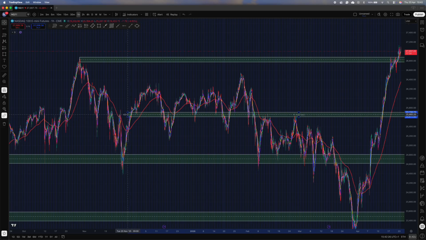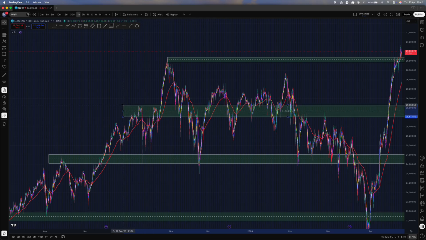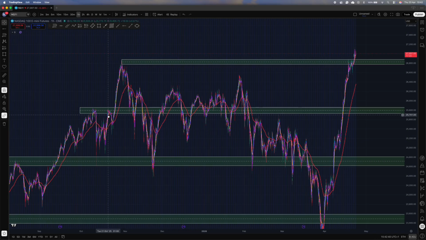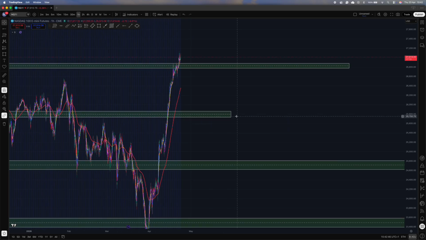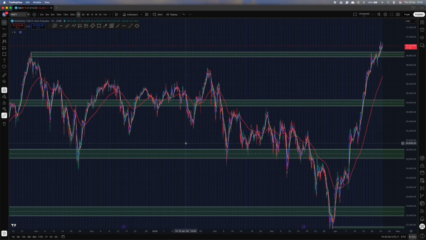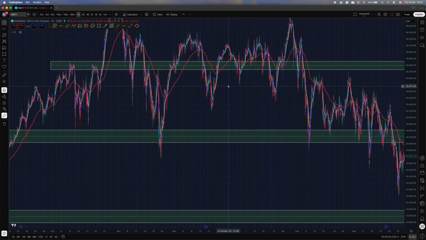Has it been respected anywhere else? And the answer is clearly yes. So we could have seen, if we bring this up here like this, this level has been rejection, buyers turn into it, rejection. It's been respected. It's an area that's been respected plenty of times. And so I do that for all the key areas.